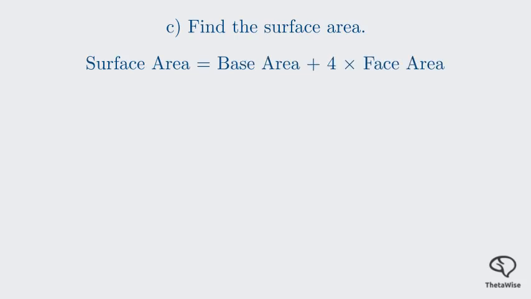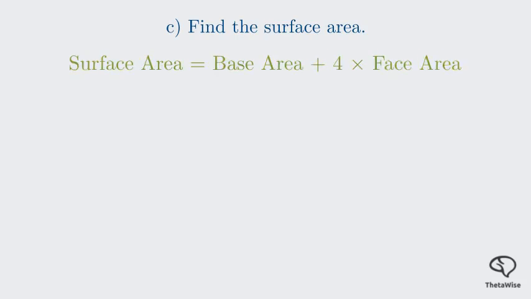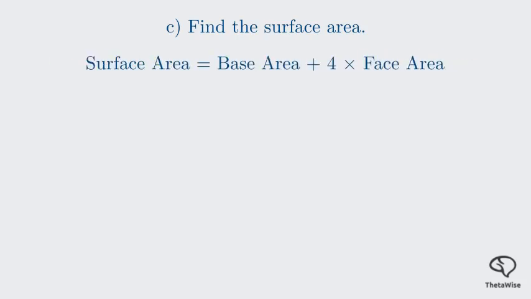Finally, for our pyramid, let's find the surface area. The total surface area of this pyramid is the sum of the area of its square base and the area of its 4 triangular faces. We already know the base area is 16, so we just need to find the area of one triangular face and multiply by 4. The triangular faces are isosceles. To find their area, we need their base and perpendicular height.